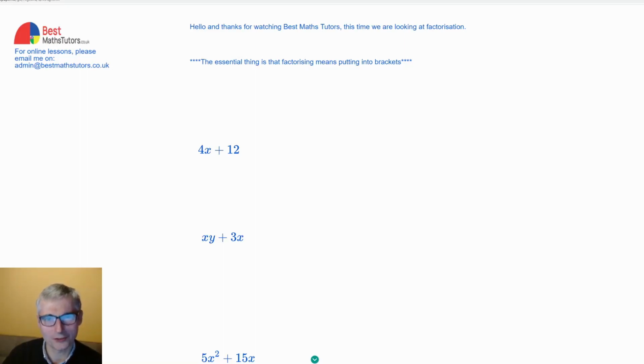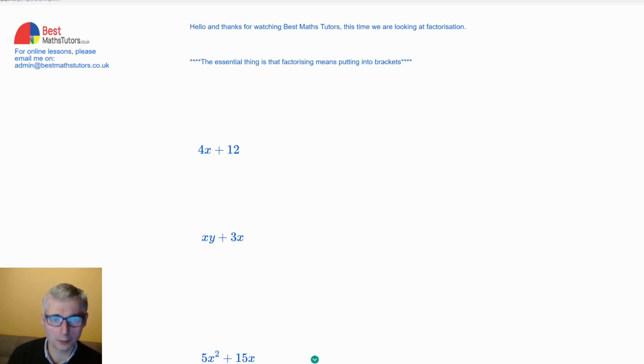We continue to go through our series on algebra, and this time we're going to be looking at factorisation, which is a big topic when it comes to GCSE maths. So the first thing that we need to know is, what does factorising mean? Well, factorising really means putting things into brackets.